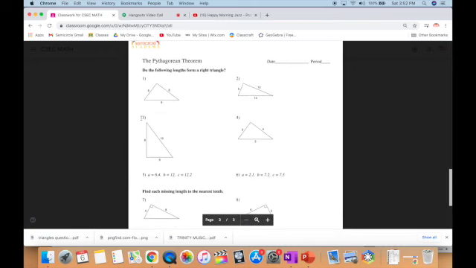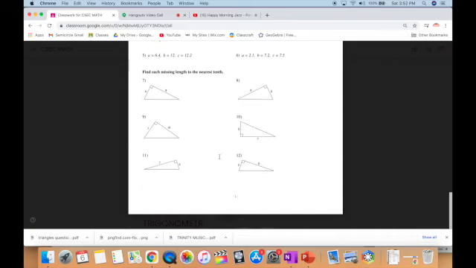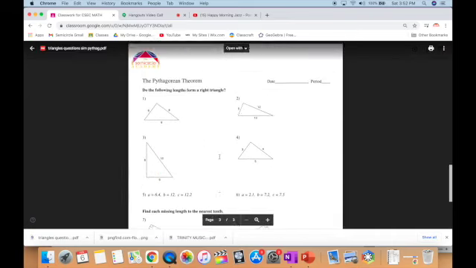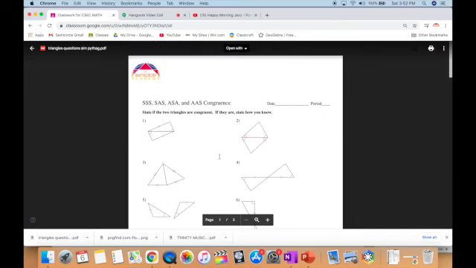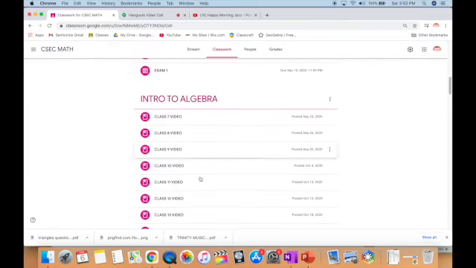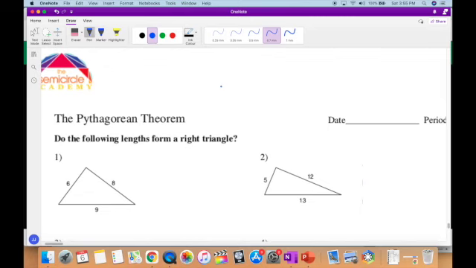And then we have the Pythagoras theorem questions here. It's just 3 pages. The questions are not much. You should get past it pretty quickly, right?